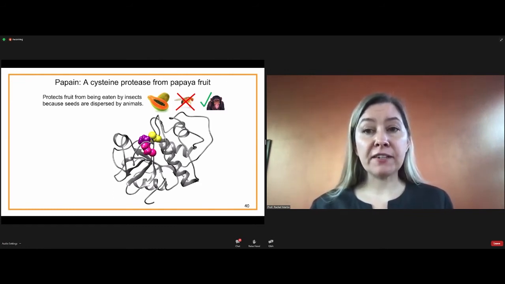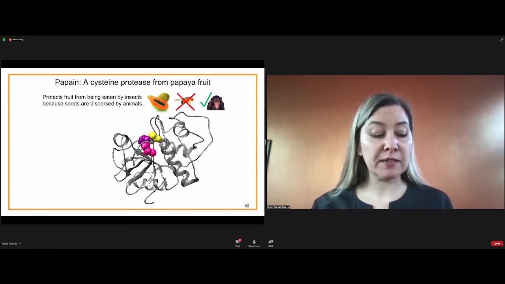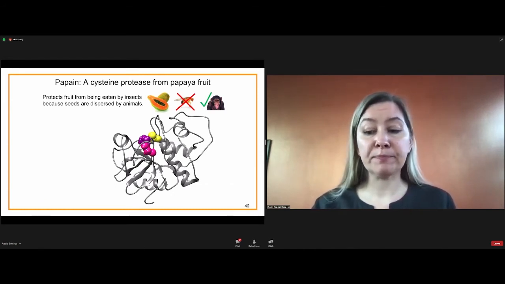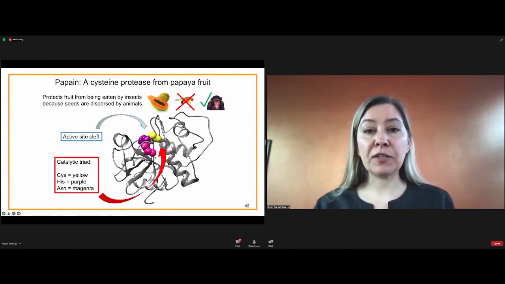And the point of it in the context of the plant is to keep insects from eating it because it's supposed to be dispersed by animals. And it has a really recognizable active site cleft and a catalytic triad that we're going to look for in our new sequences.